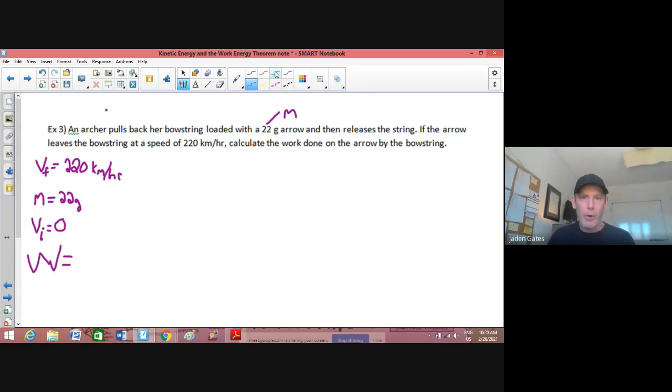And so, surprise, surprise, we're going to use our formula where work is equal to, again, 1/2 mVF squared minus 1/2 mVI squared. Now, a couple of things here. We don't have standard units. In fact, we're messed up on both the VF and the m.